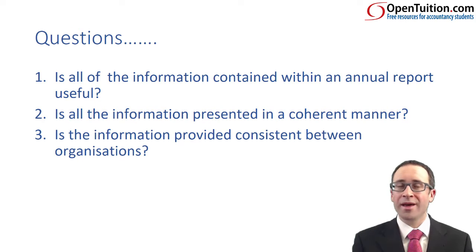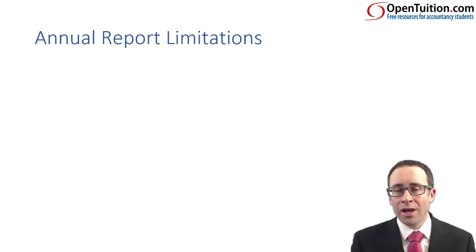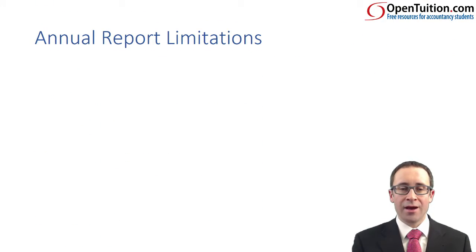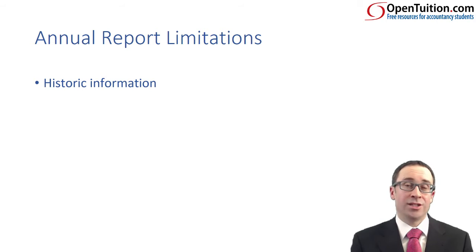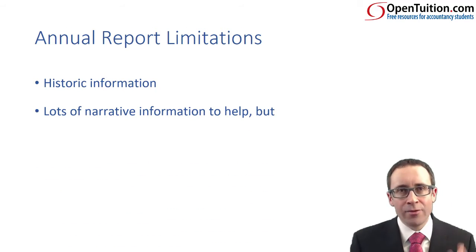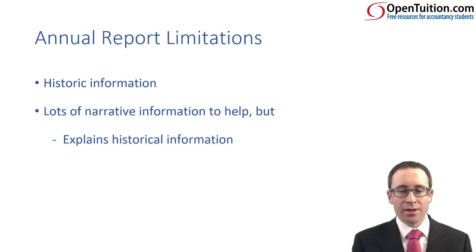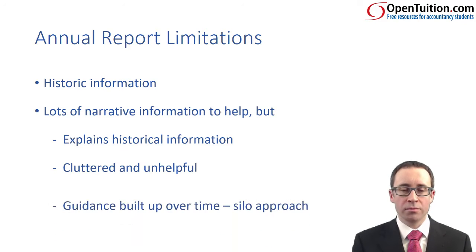So you could answer no to all of those questions, couldn't we? Some of that information just becomes a little bit too much clutter. It doesn't seem to be coherent, and there's a lack of consistency between those large listed companies. What other limitations do we have within the annual report? It's historic, isn't it? It looks at the past. There's nothing forward-looking about it. And there is, as we've said, lots and lots of narrative to help, but that just explains what's happened in the past. As I've said, it's cluttered and unhelpful.